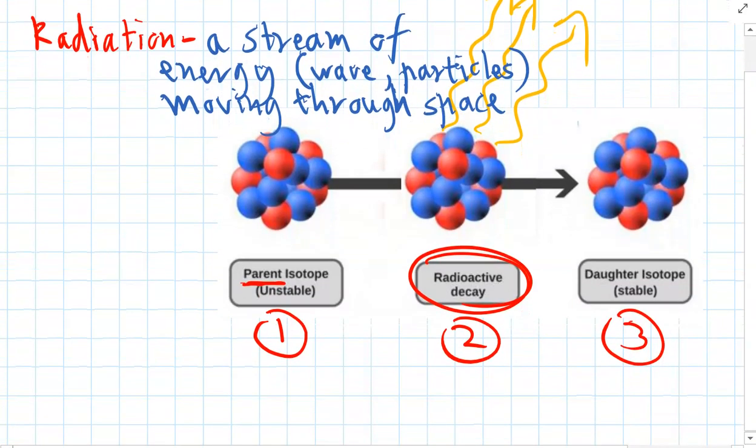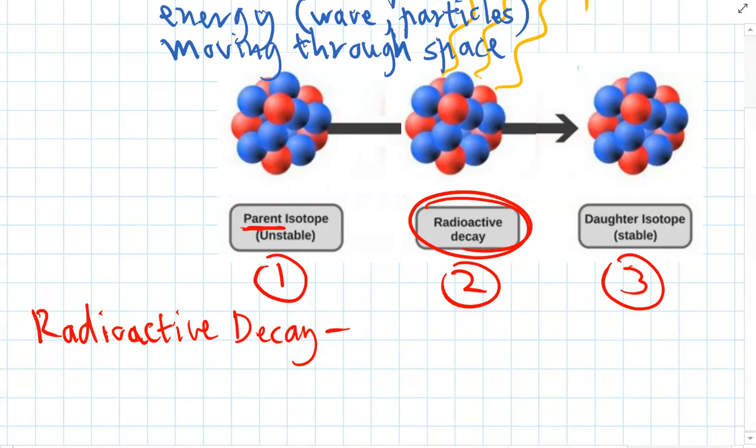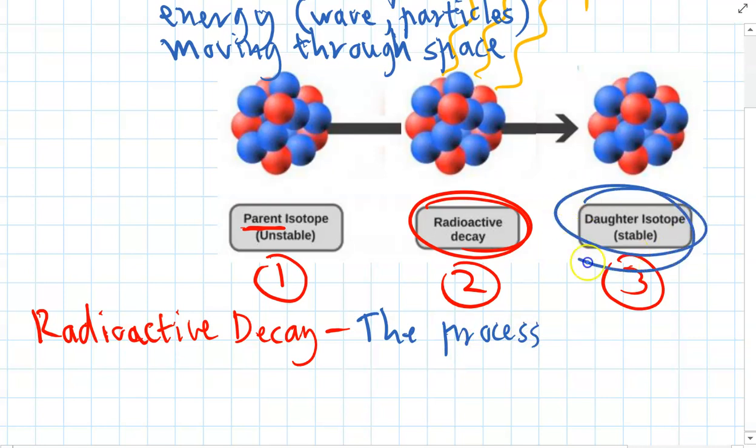So once scientists had realized that some of these atoms release radiation, they called these radioactive atoms. And the process of releasing radiation, they called radioactive decay. So that's the other word we need to learn. Radioactive decay. So we'll define that as the process of a radioactive atom releasing radiation and becoming a different isotope.